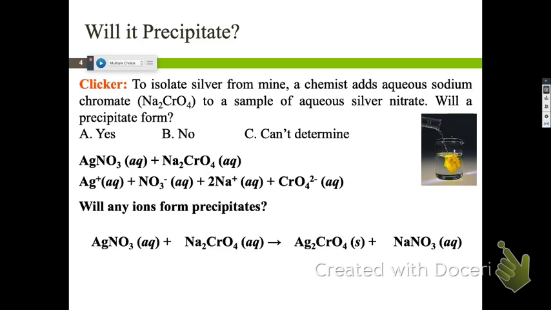All right, so what's missing? What else do we need to add to what we've written up here? We have to balance it. How do we do that? So we have 1 silver on this side, 2 on this side. How do we fix that? Let's try that, but then now we have 2 nitrates over here. So we only have 1 nitrate over here. Okay, and then let's check sodiums. We have 2 sodiums. Now we have 2 sodiums, 1 chromate, 1 chromate.